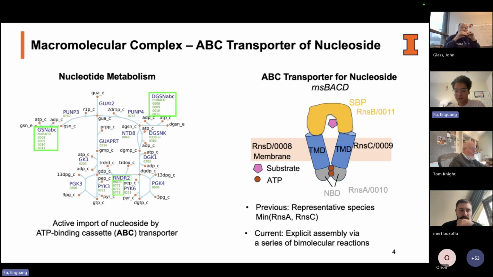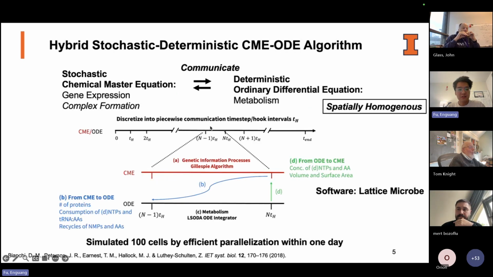There are a series of bimolecular reactions. We assume spatial homogeneity, with no explicit diffusion and no modeling of cellular compartments in 3D space.